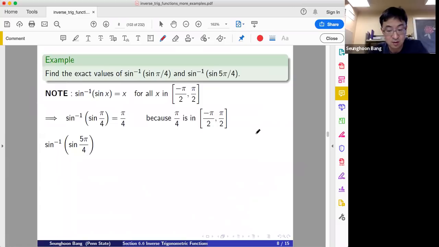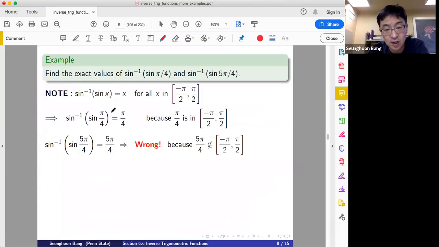So let me see. This is wrong. You cannot cancel, because 5 pi over 4 is not in the domain. Yes, this is one idea. You can change it. We think about sine 5 pi over 4. How can you calculate sine of 5 pi over 4 first?